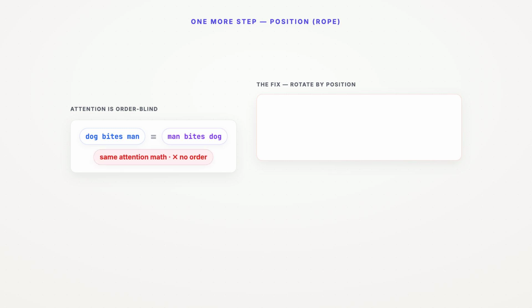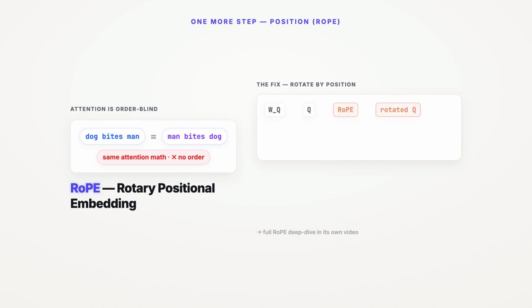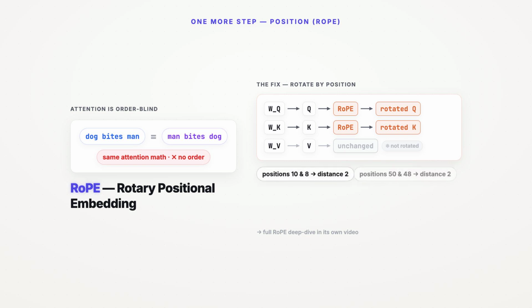Attention by itself has no idea of word order. Swap 2 words and the math barely changes. So we inject position. Modern models use RoPE, which rotates the query and key vectors by an angle set by their position, leaving value untouched. The beautiful part: the rotation makes attention scores depend on the relative distance between tokens. I've made a whole video just on RoPE. Here, just remember, it's applied to Q and K inside every attention layer.